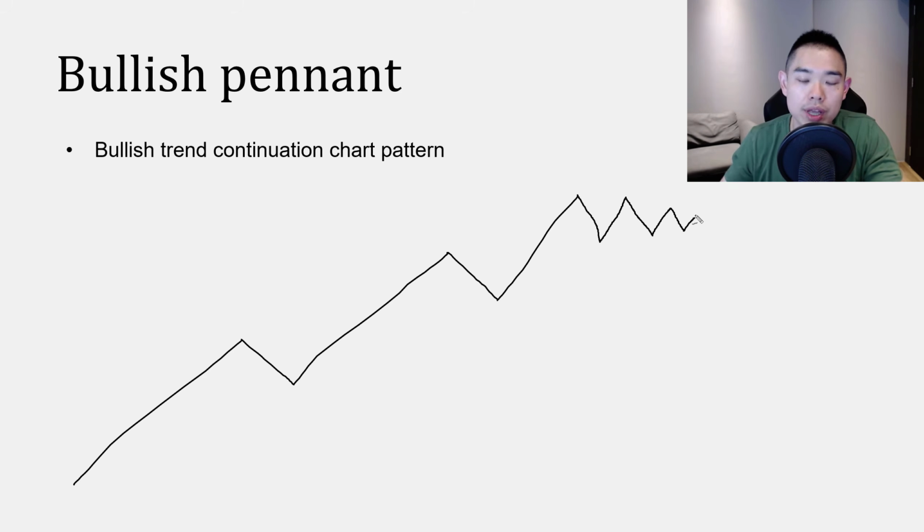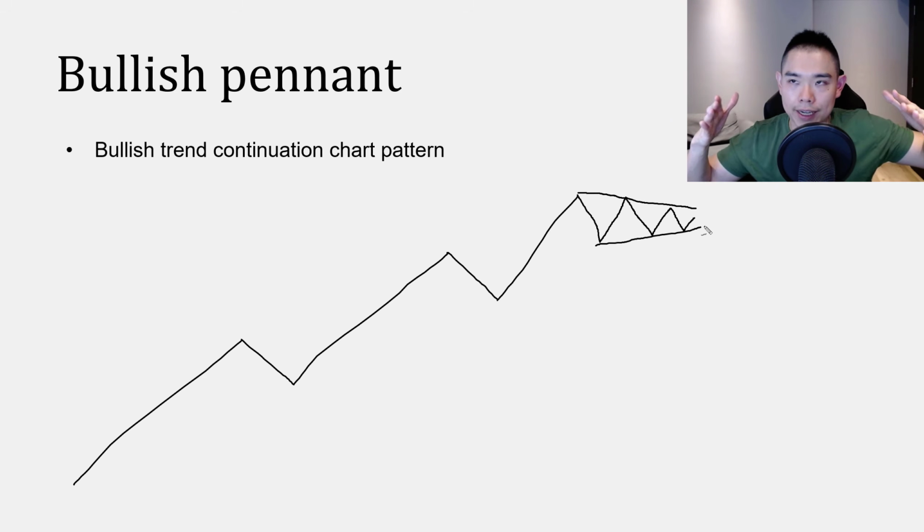So at this point, you can see that the volatility of the market is actually shrinking. If you just connect the lines, you can probably connect the highs and the lows together. So this is kind of like a symmetrical triangle pattern, but on a much smaller scale.